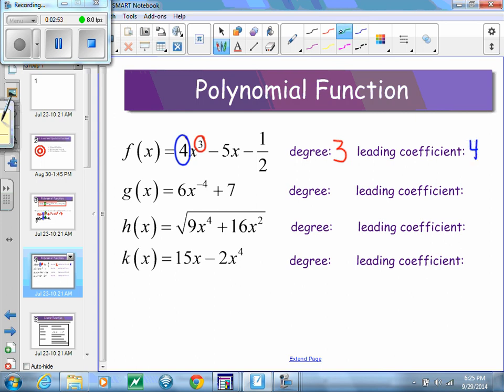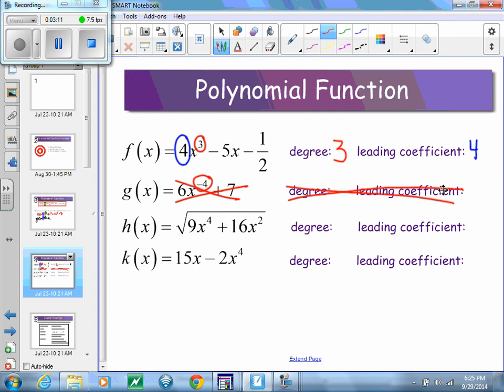On the next one here, 6x to the power of negative 4 plus 7, this is actually not a polynomial. It's not a polynomial because you have a negative exponent. So we do not consider that to be a polynomial. Therefore, we cannot talk about the degree or the leading coefficient.